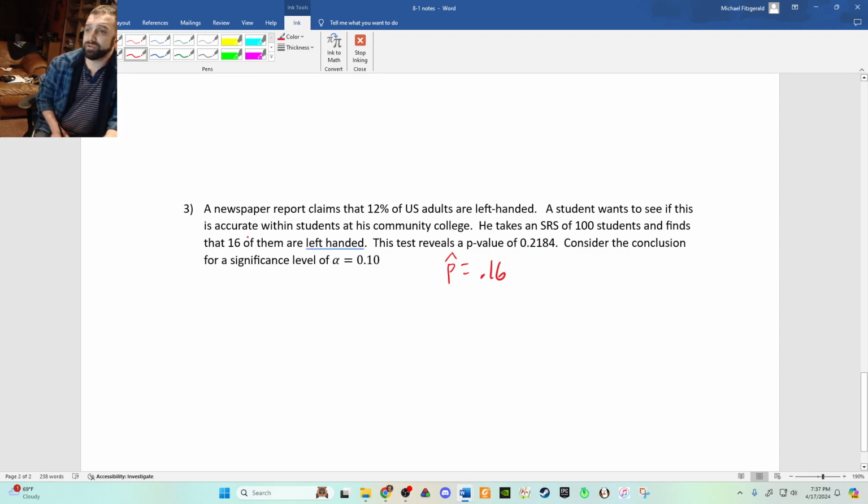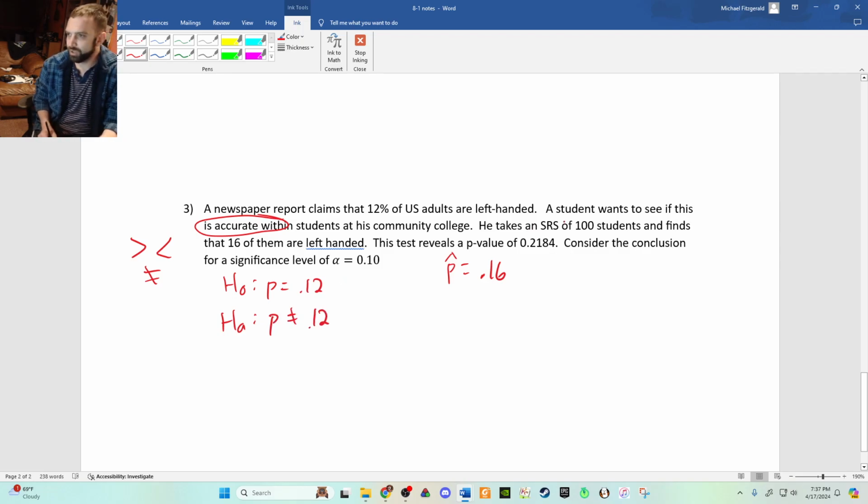Here's one thing to notice. He wants to see if this is accurate. We are not told whether he thinks it's too high or too low. So if he just wants to see if it's accurate, wouldn't our alternative hypothesis be that? So our null hypothesis would be this proportion is equal to 0.12, and the alternative is that it's not equal to 0.12. This test reveals a p-value of 0.2184. If I have a significance level of 0.10, this p-value, 0.2184, is greater than the alpha of 0.10.